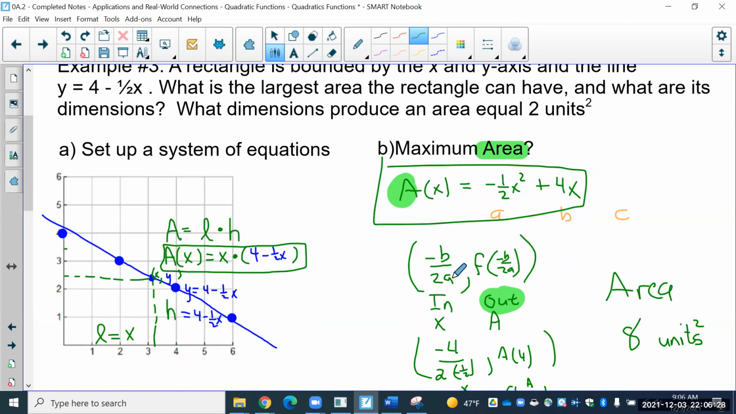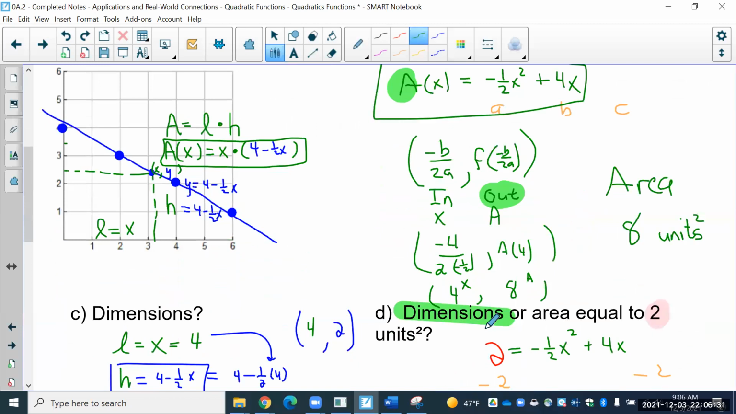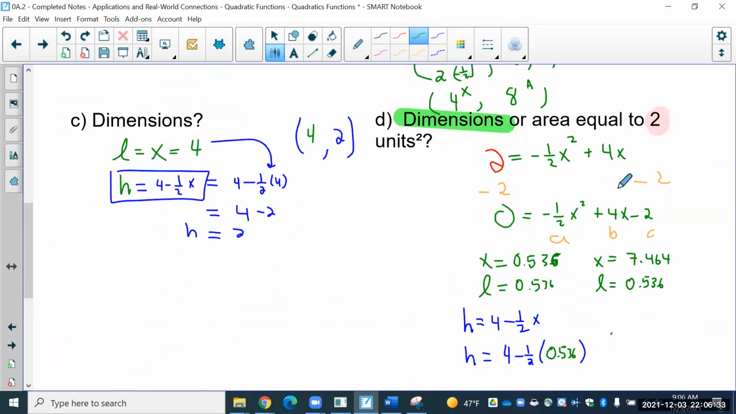Then we just maximize it using the vertex equation. And then we also did a specific example where we set it equal to 2. Those dimensions had to then be plugged in and determined by plugging the whole thing back into Desmos.